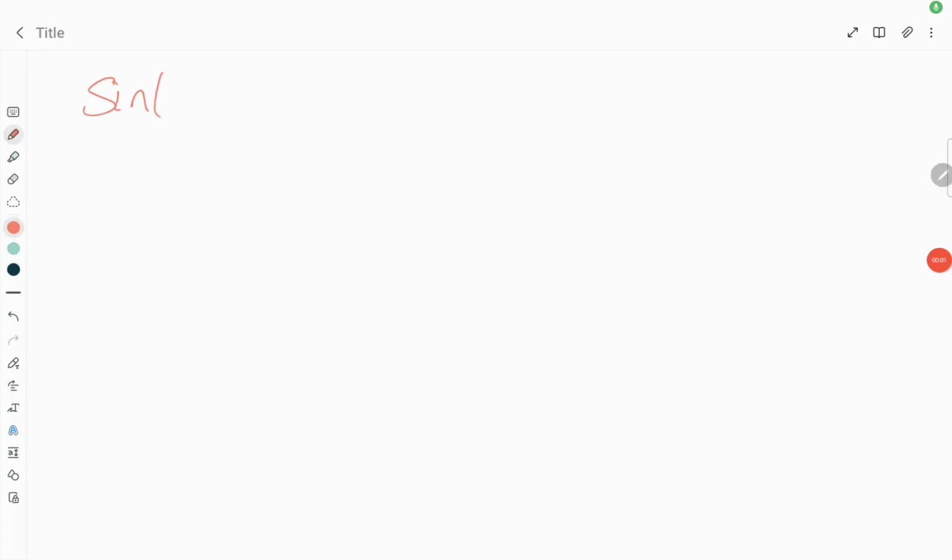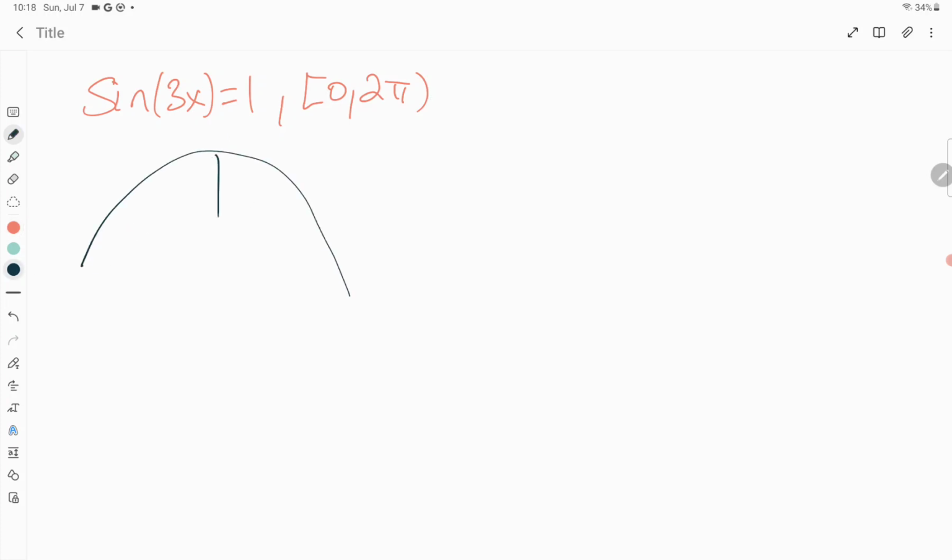The equation sine of 3x equals 1 over the interval from 0 to 2 pi. So 0 inclusive, 2 pi exclusive, with the parentheses. First, you've got to remember the top of the unit circle looks like this. So this is the point (0, 1). That's important to understand because this one here is the same as this one here.